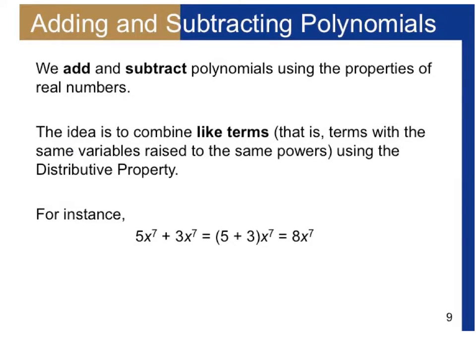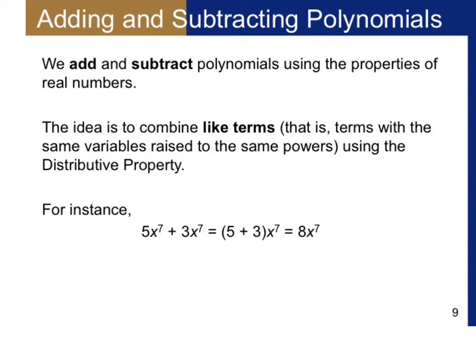When we add and subtract polynomials, generally we're using our properties of real numbers. We're going to combine like terms, and that would be terms with the same variables raised to the same power. We're going to use our distributive property there. So for example, we have an x to the 7th 5 times, and here we have an x to the 7th 3 times.